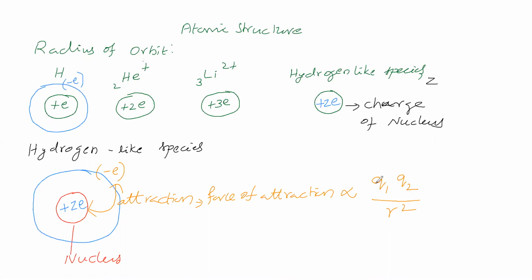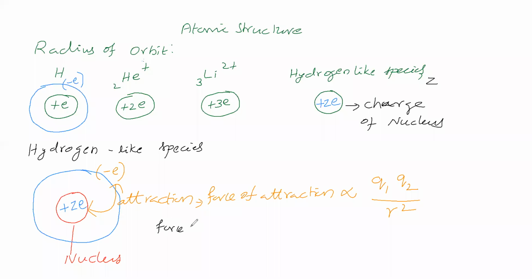Now Q1 is called charge of one body. Here one body is called nucleus. Its charge is plus Ze. Q2 is called a charge of another body. Another body is electron. Its charge is minus e. Now we will substitute in the force of attraction.